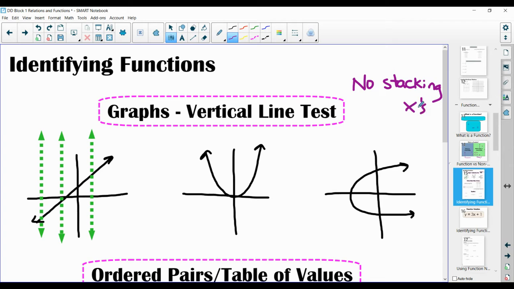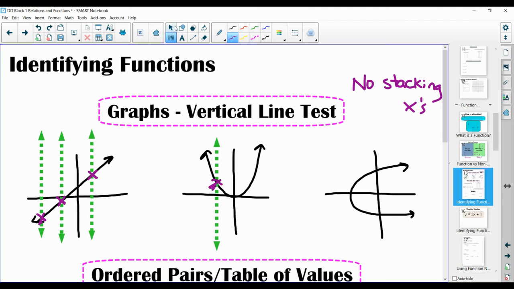And so if I look at this first graph here, no matter where I draw my vertical line, I only cross the graph in one spot. If I draw a vertical line through the next graph here, no matter where I put that line, I am only crossing the graph in one spot. And so there'd just be the 1x right there where it crosses.